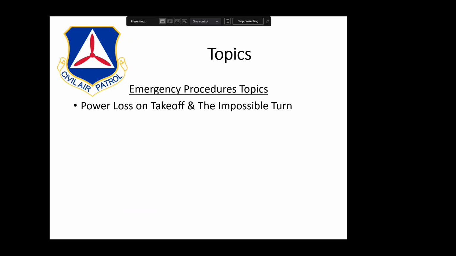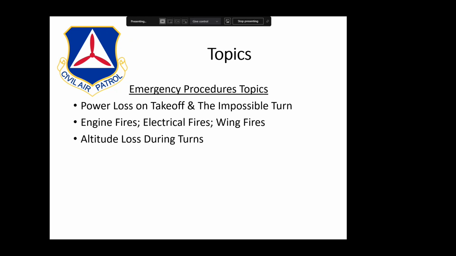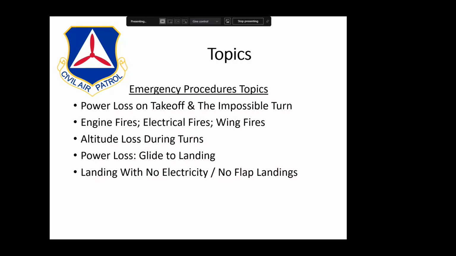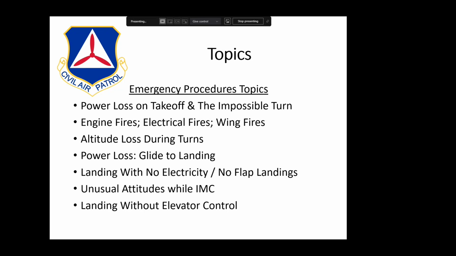In the emergency procedures clinic, or emergency procedures topics, we'll talk about the power loss on takeoff and the impossible turn, engine fire or a number of fire scenarios. We'll talk about altitude loss during turns. We'll talk more about that when we get there. I think you'll find that a valuable part of the clinic. And we talk about power loss, glide to landing. Landing with no electricity, which leads to landing with no flaps. Talk a little about unusual attitudes in IMC, and landing without elevator control, and a flat tire.